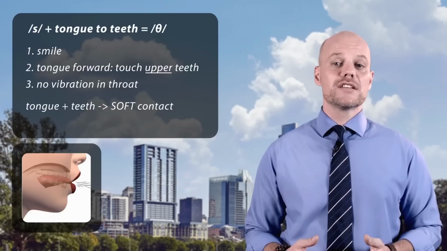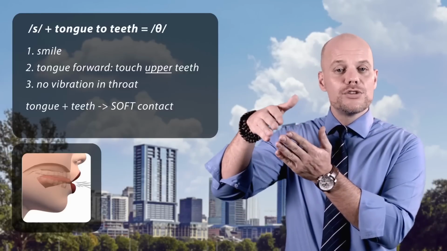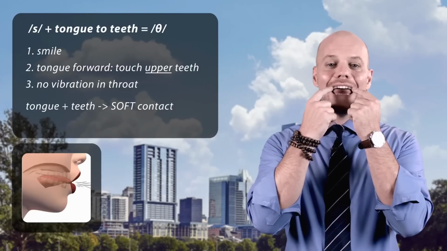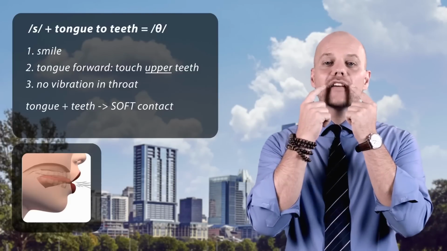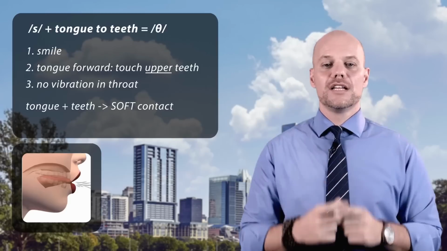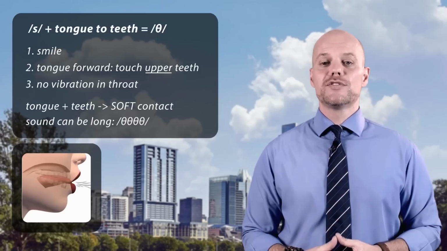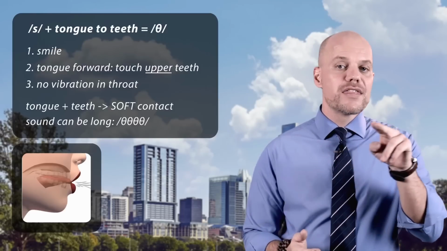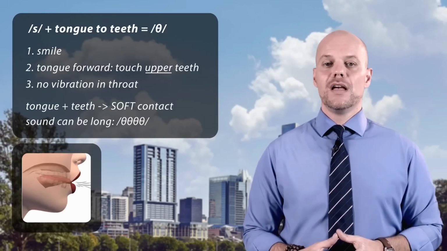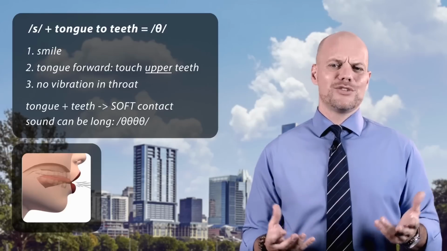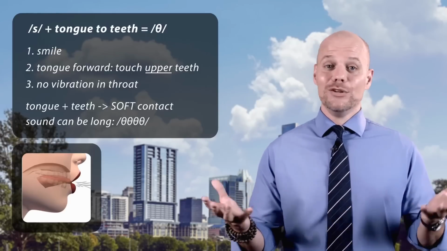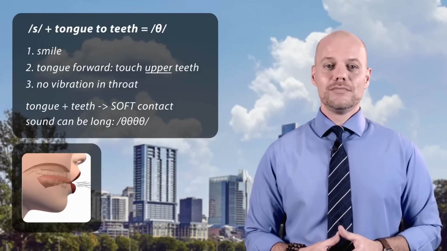Because you're touching the tongue only softly to the teeth, the air can escape between your tongue and your teeth, as well as on the sides of your tongue. So you should be able to say the th sound long. Don't be embarrassed to show your tongue while you make the th sound. This is absolutely normal in English.